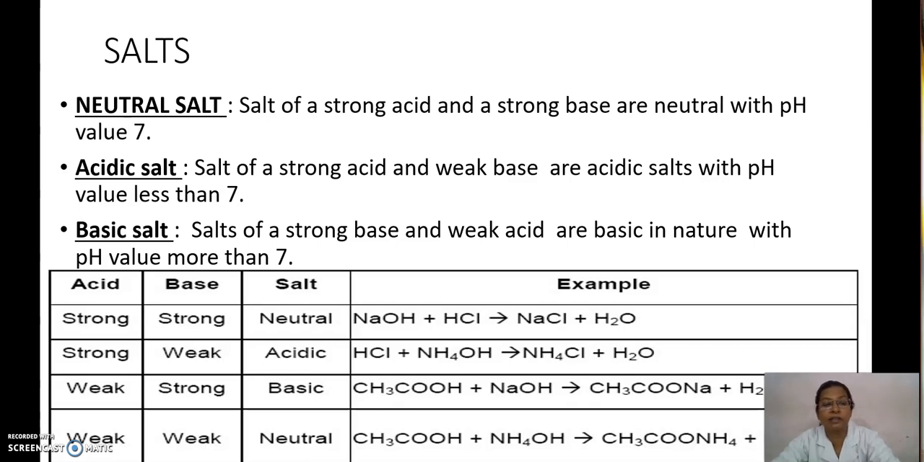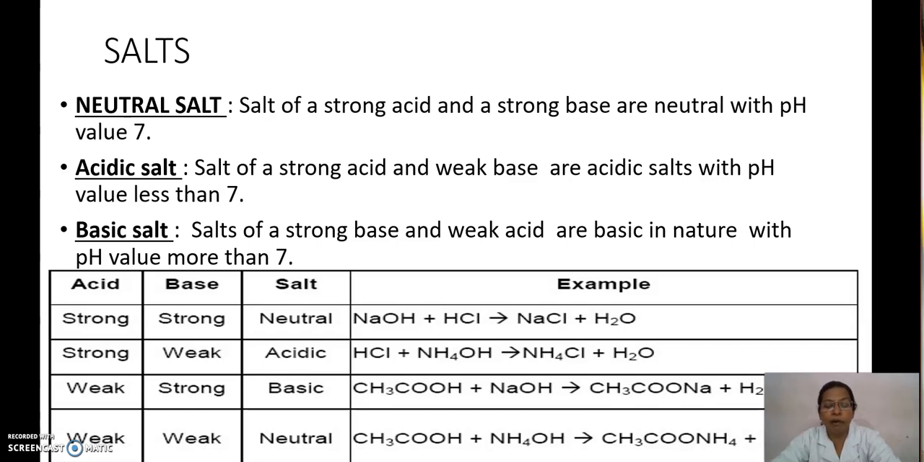Combination of a strong acid and a strong base. That is the first example you have written. Sodium hydroxide is a strong base combining with hydrochloric acid. Then we get the product sodium chloride or common salt, and the other product is water in all neutralization reactions. So that is a neutral salt.